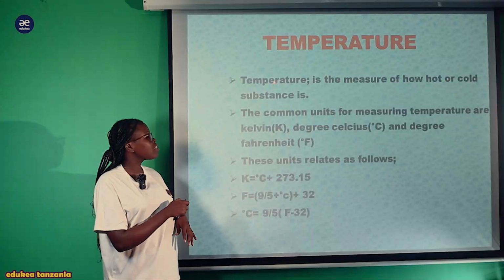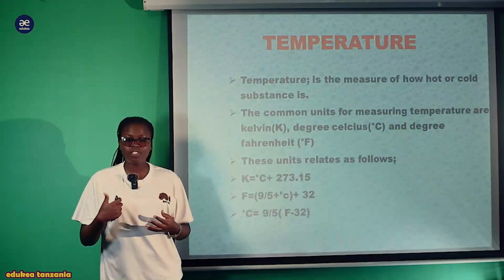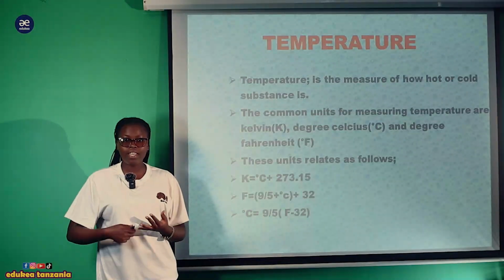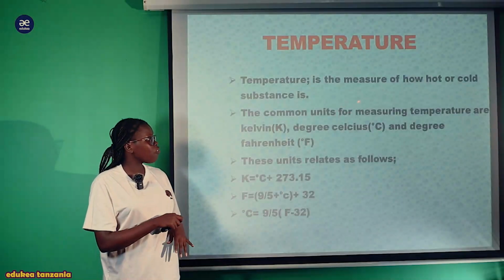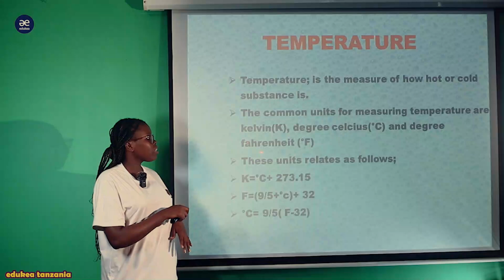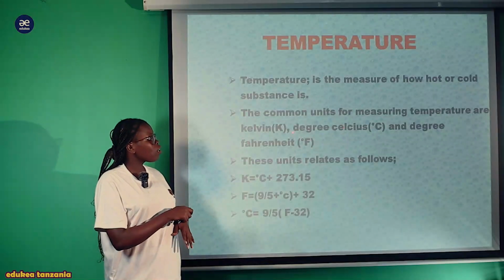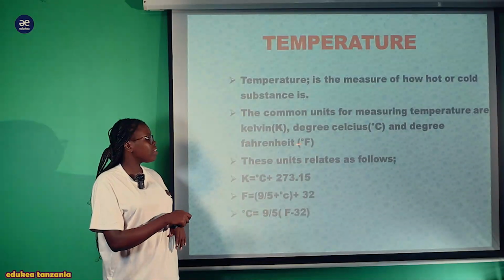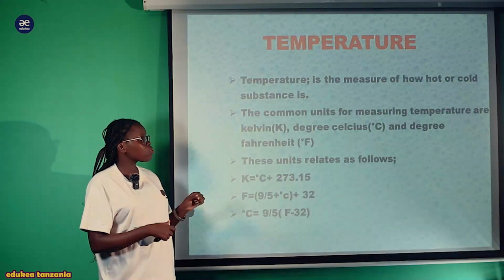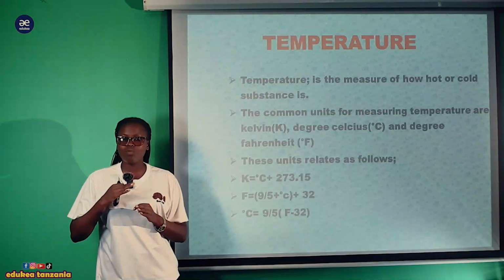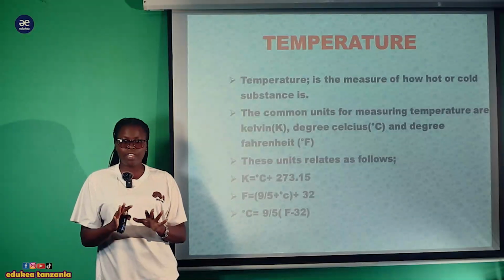Na common unit for measuring temperature ni Kelvin. The other units are degrees Celsius and the other one is Fahrenheit. And these units relate as follows. So we have 3 common units which are used in measurement of temperature. The first one is Kelvin, the other one is degrees Celsius, and the third one is degrees Fahrenheit.